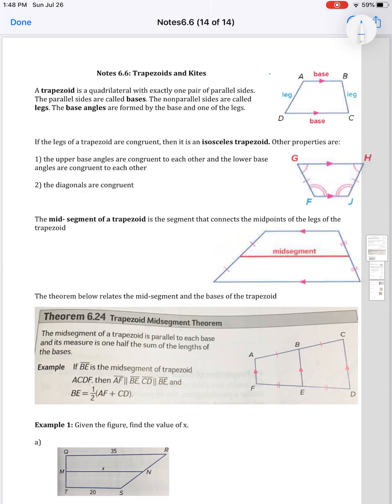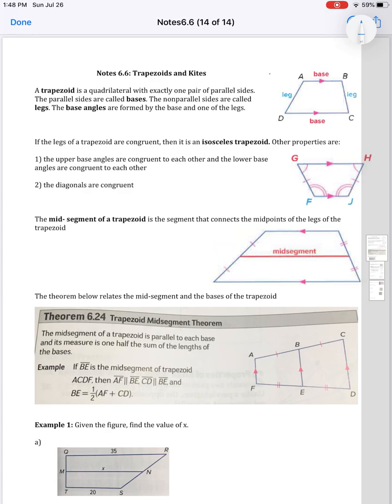All right, so the last two shapes for quadrilaterals that we have to talk about are trapezoids and kites. So a trapezoid is a quadrilateral, so it means four sides, with exactly one pair of parallel sides. So there's only one. The parallel sides are called the bases. The non-parallel sides are called the legs, just like on an isosceles triangle.